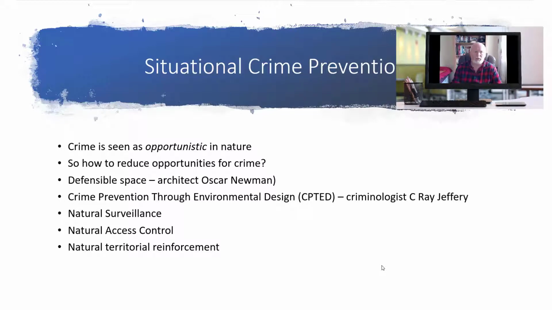So, situational crime prevention: crime is seen as opportunistic in nature. So how do we reduce these opportunities for crime? And we have the notion of defensible space. This comes from somebody with an architectural background, Oscar Newman. Particularly we've got this idea of crime prevention through environmental design, CPTED. Those of you who are criminology students, think back to your first year: crime prevention through environmental design, routine activity theory, social disorganisation. These were key things that you were introduced to.